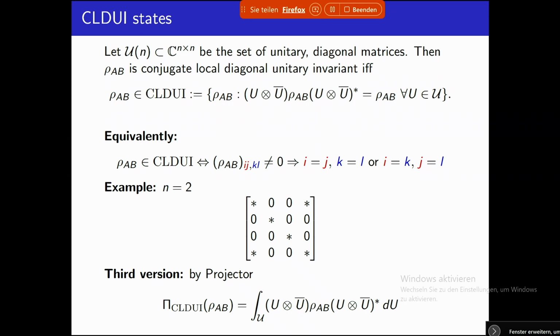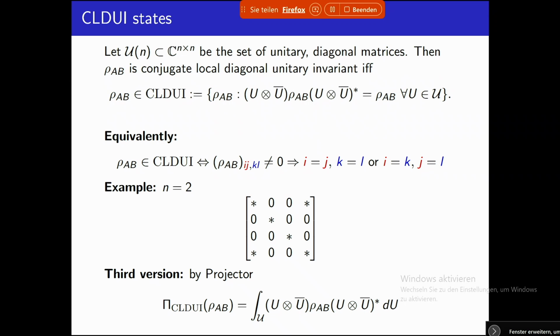Twirling. Okay, so this is the so-called twirling map. Thank you. So we've been using it without knowing that it's called that. Okay, but how to think about this? So we look at it as a projector. It takes a bipartite quantum state and it projects down onto the CLDUI subspace. And in essence, what's happening here is we are forming a group average. So we are integrating entry-wise with regards to the Haar measure.